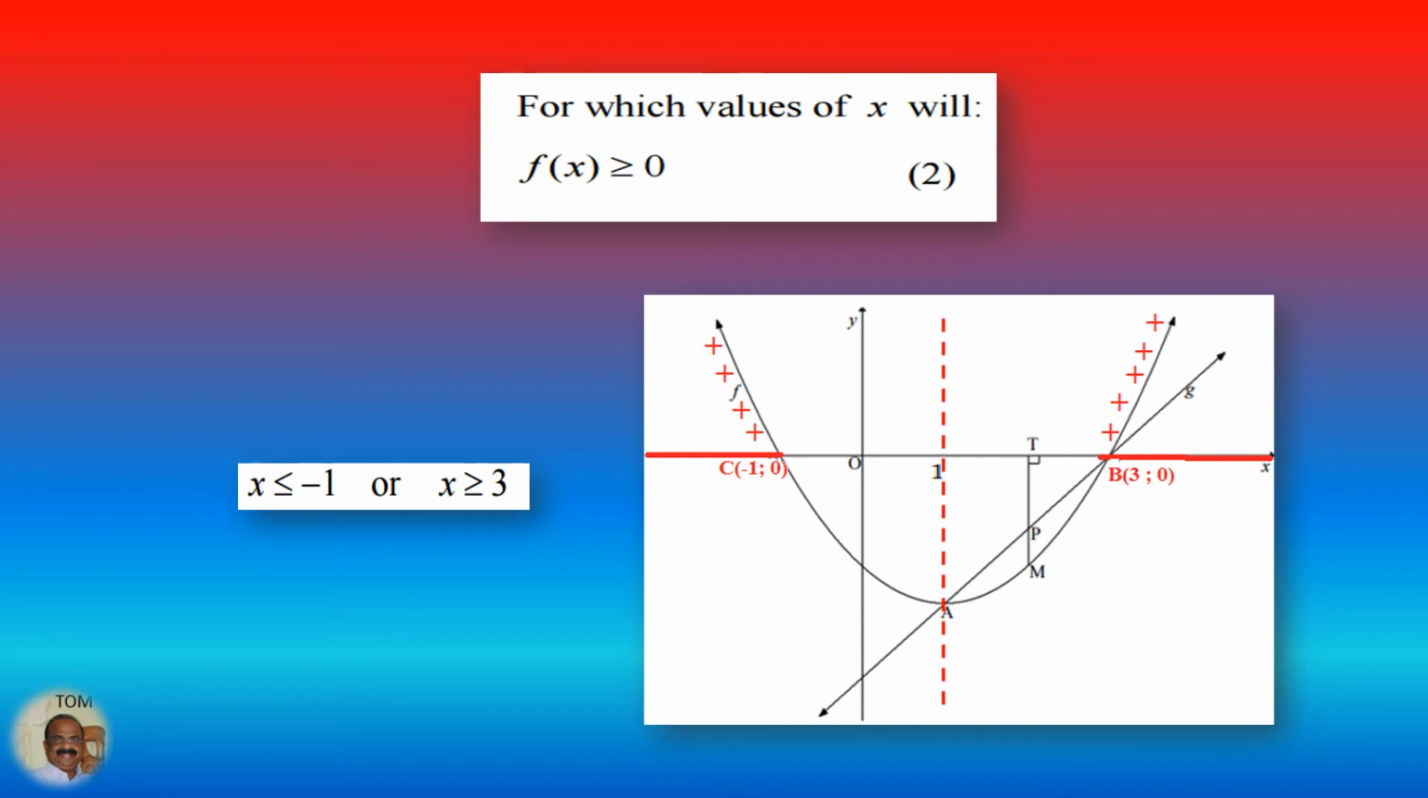Again we go to the other side. We can see another section of the function f is above the x-axis. We have to mark it like that, positive. Now what is the x value there? It is greater than or equal to 3. So these are the two answers for f of x greater than or equal to 0.